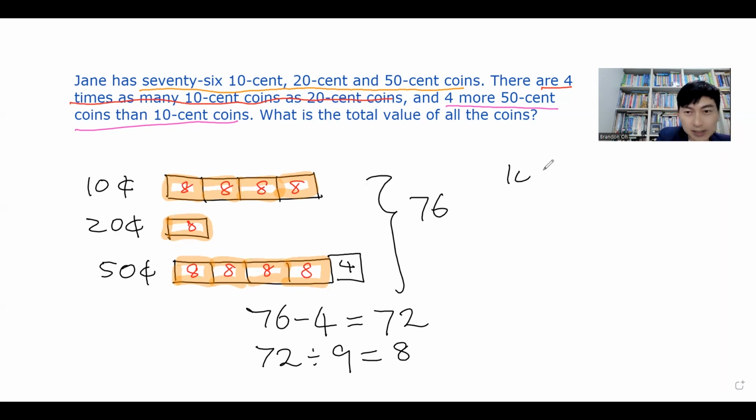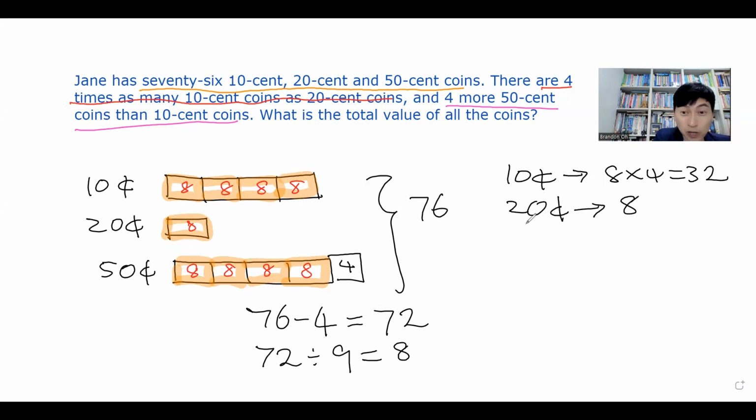So for 10 cents, there will be, okay, there are 8 times 4. There are 32 coins. What about 20 cents? Okay, there are just 8 coins, 1 box there, right? What about 50 cents? There will be 4 sets of 8. And then with another 4, the total will be 36.